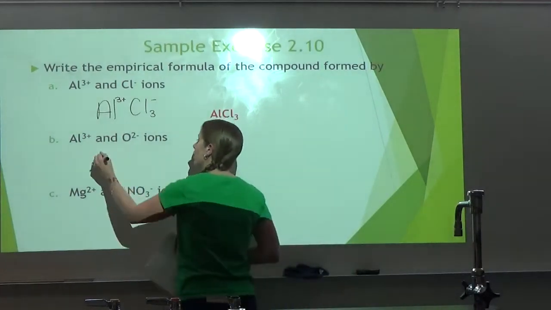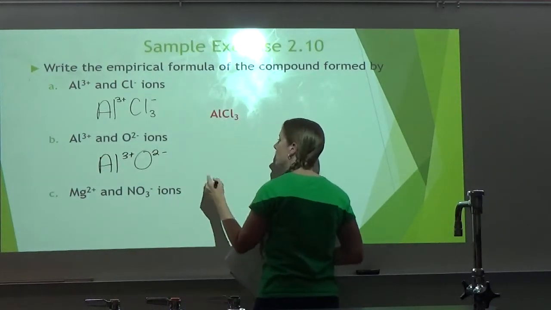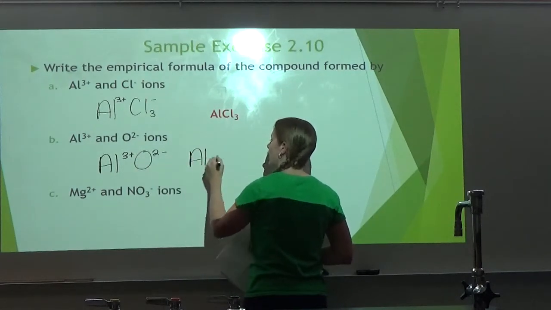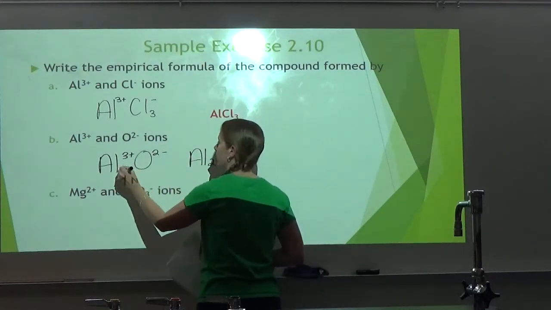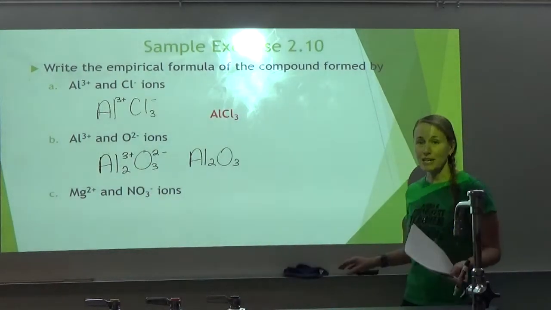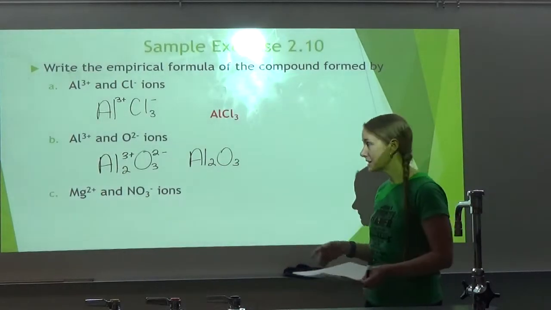Alright, here we have aluminum with a positive 3, oxygen with a negative 2. So I would cross my 2 down and cross my 3 down, just like that. Okay, so that way it's positive and negative 6. Remember, it just has to cancel. So remember, you don't need the charges when you're writing these.